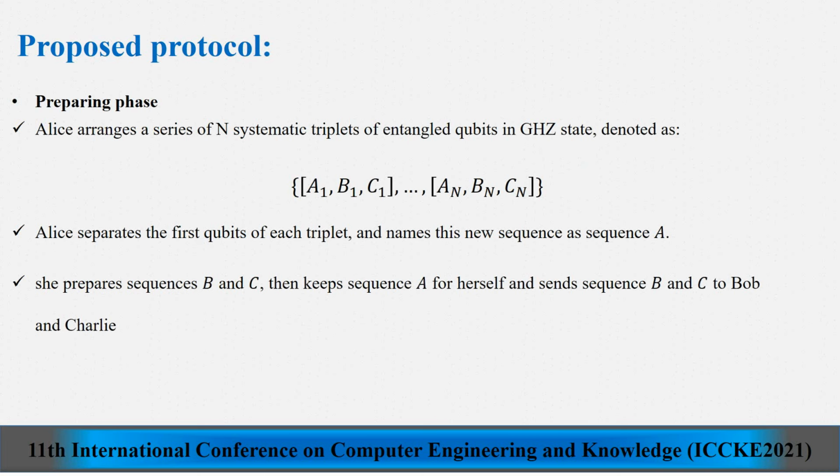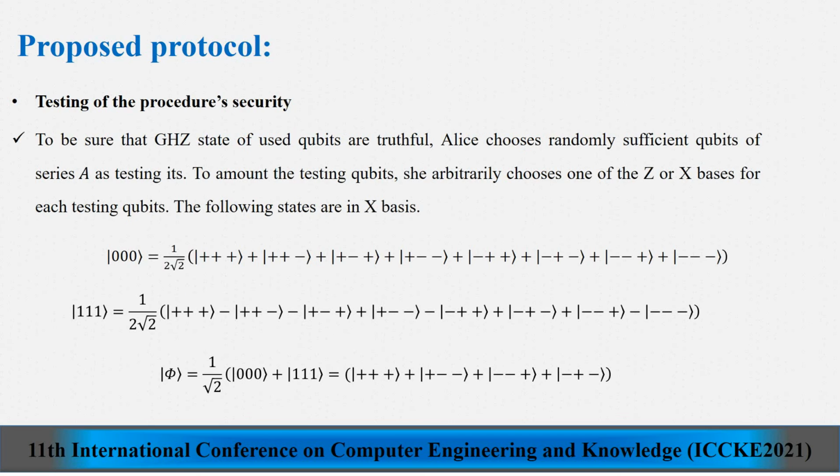For the proposed protocol, the first step is the preparing phase, where Alice arranges a series of n systematic triplets of entangled qubits in the GHZ state as follows. Alice separates the first qubits of each triplet and names this new sequence sequence A. She prepares sequences B and C and keeps sequence A for herself. She sends the qubits B and C to Bob and Charlie.